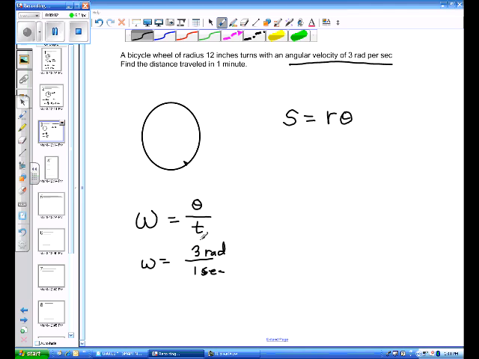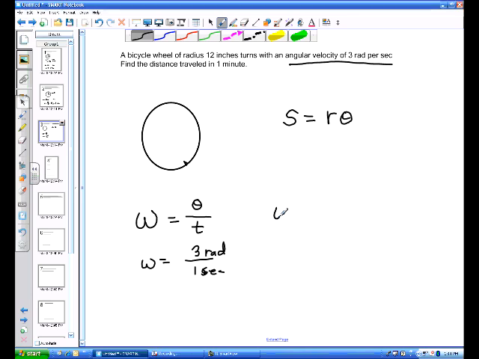And I think I want to go back and write this a different way. It's going to turn out to be the same thing, but we're trying to find theta. So a good idea is to always start by solving your equation for what you're looking for. If we multiply both sides by t, we get that our angular velocity times time is our central angle, or our theta.